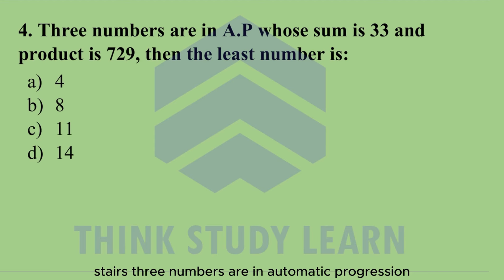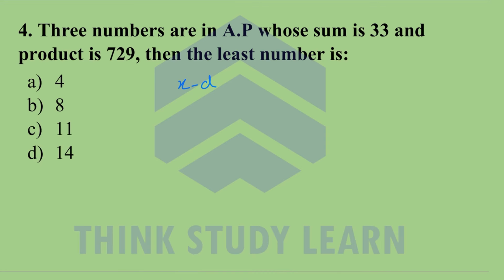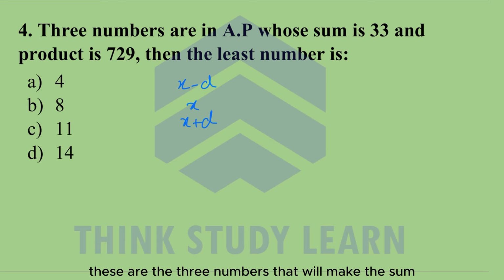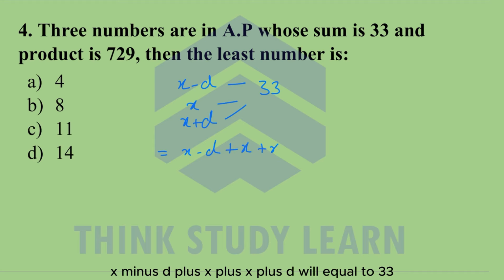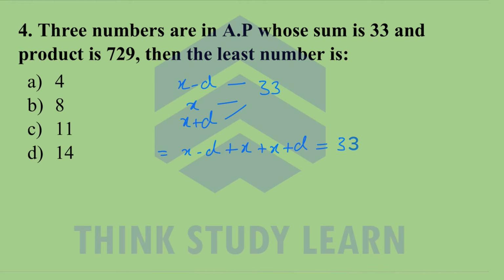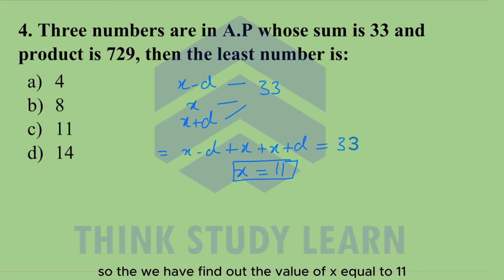The next question states: three numbers are in arithmetic progression whose sum is 33 and their product is 729. Then we have to find the least number. So let the numbers be x minus d, x and x plus d. These are the three numbers that will make the sum equal to 33. So let's add up these numbers. X minus d plus x plus d plus x will be equal to 33. Then the value of x will be equal to 11. So we have found the value of x equal to 11.